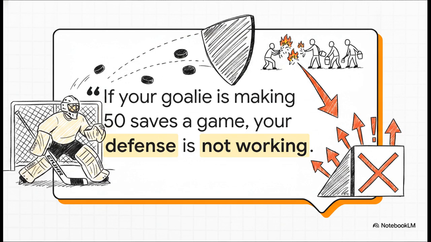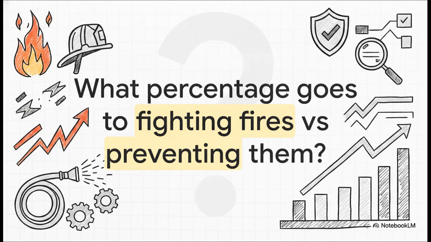Actually, scratch that. It's not visibility at all. It's just a remarkably expensive fire alarm. You start suffering from alert fatigue, where engineers literally just start ignoring the pager because it goes off so much, and that is the ultimate symptom of a totally broken defensive strategy. So you need to ask yourself this right now.